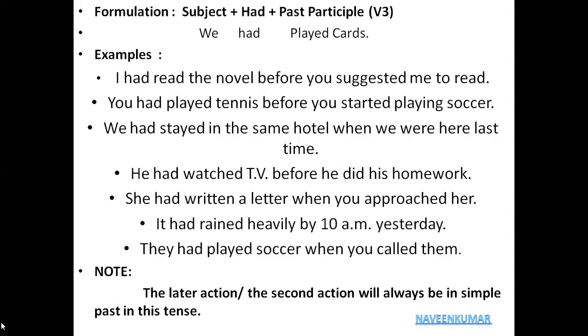Okay, you might have observed in these examples: you suggested, you started, when we were here, he did his homework, you approached, by 10 a.m., before it was 10 a.m., you called. All these are in simple past tense. So that is the important thing that you should remember. Okay, let's move on to the next tense.